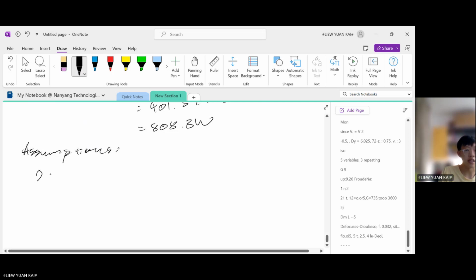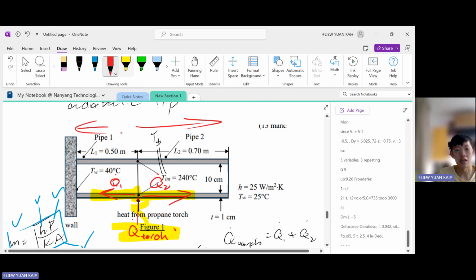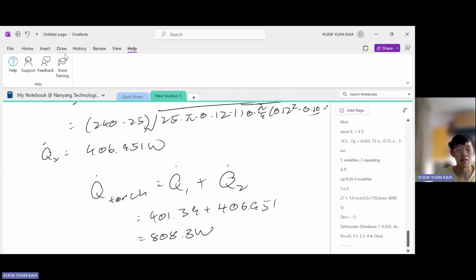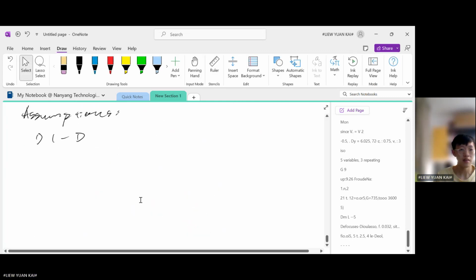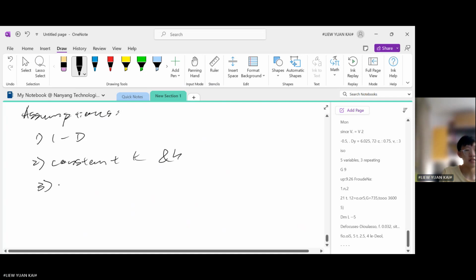So let's assume that this is a 1D problem, okay? So heat strictly flows in these directions and not in, for example, the vertical direction, or into the page. And then we also assume that we have constant thermal properties, so constant K and also constant H. We assume that there's no radiation. Assume that, okay, this is one of the particular ones for this question.